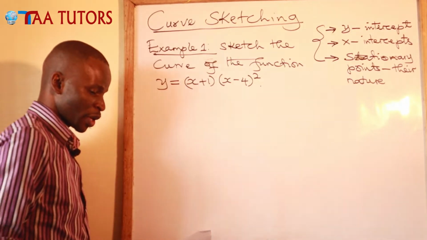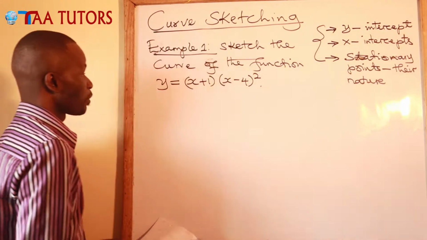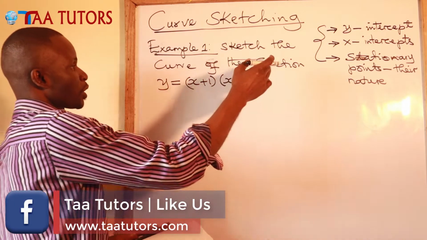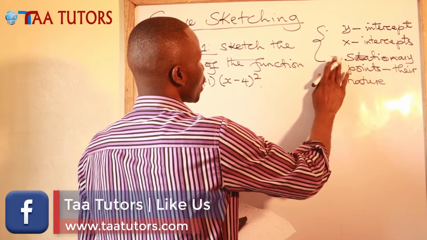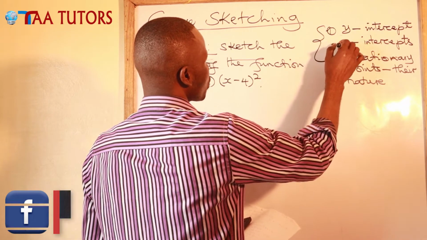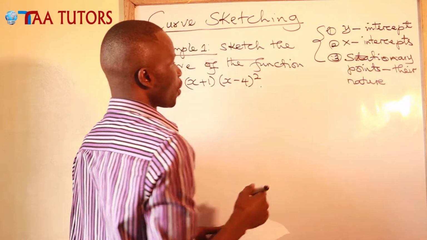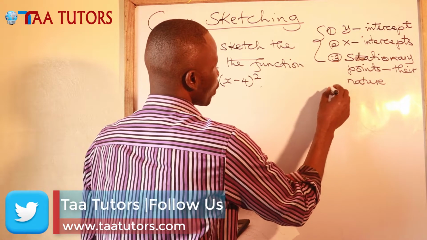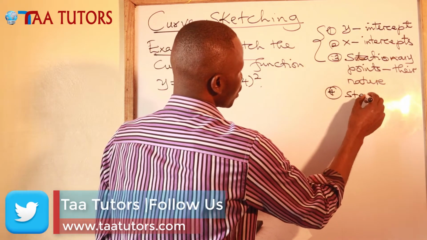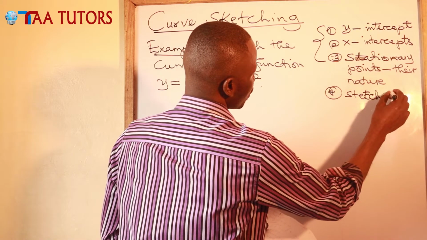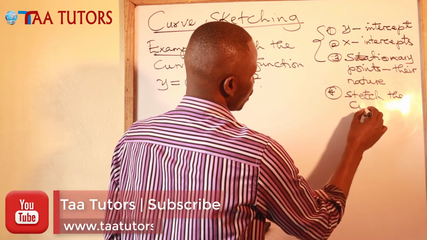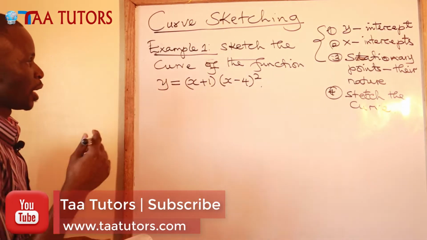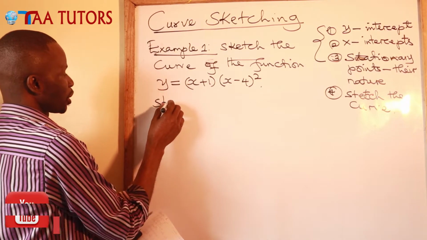So viewers, we are asked to sketch this particular curve, and for us to sketch it, we are just going to follow these steps. Let me say this is step 1, step 2, step 3. Once we get all those steps, then our step 4 will be simple: sketch the curve. Then we finally finish the question. So let us start by step 1.